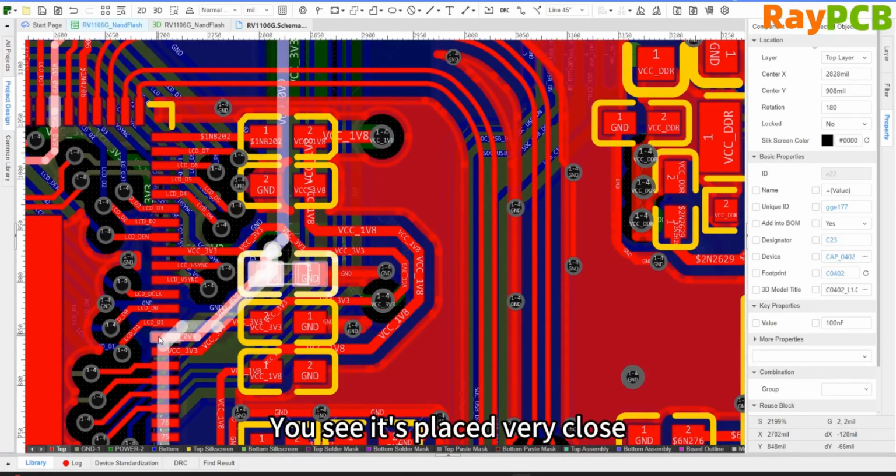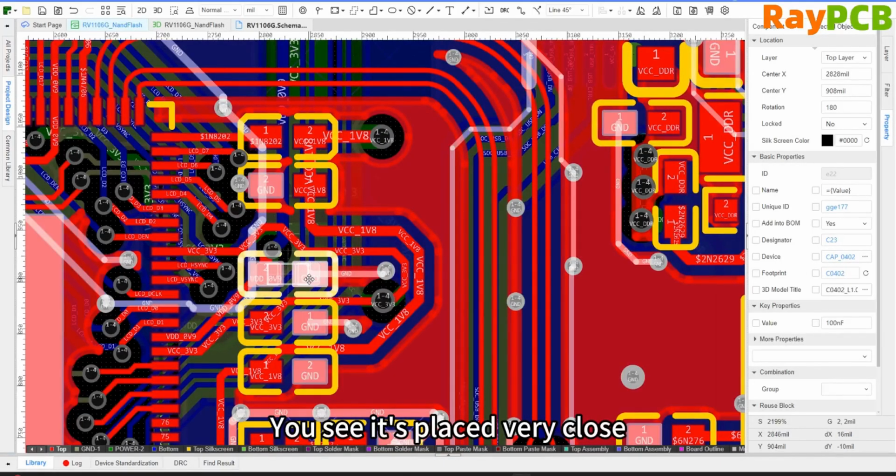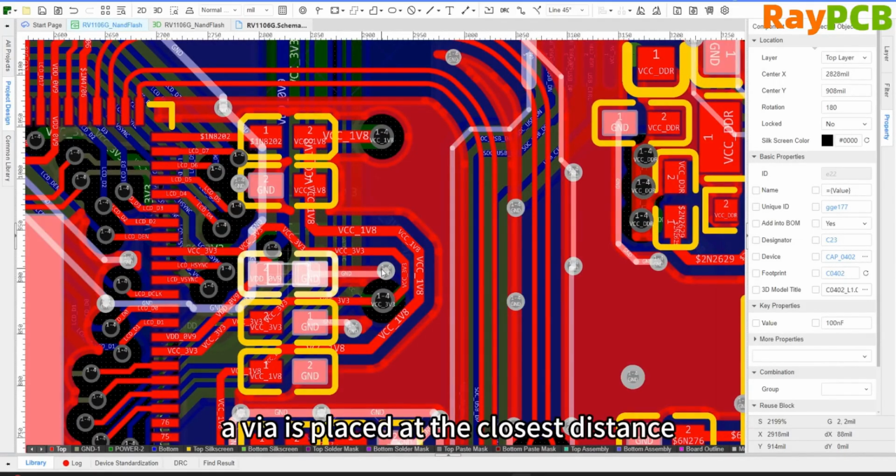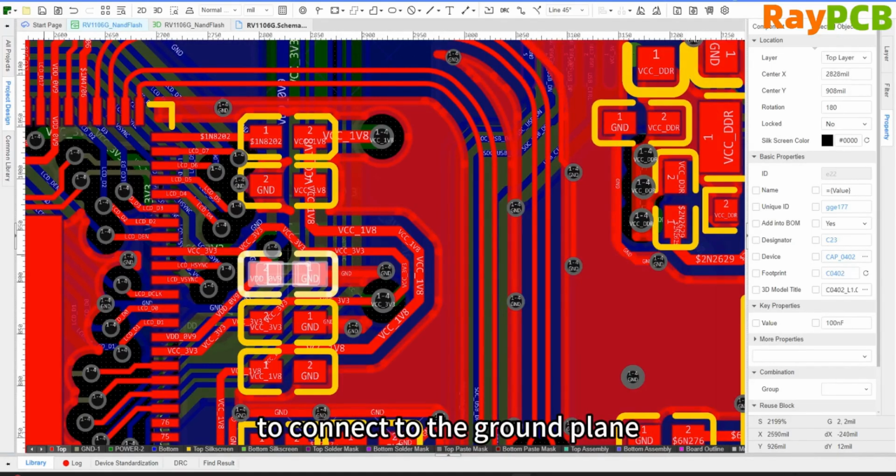It is directly connected at the most fundamental position. Then, on the other end, you just need to place a wire at the closest possible distance to connect it to the ground plane.